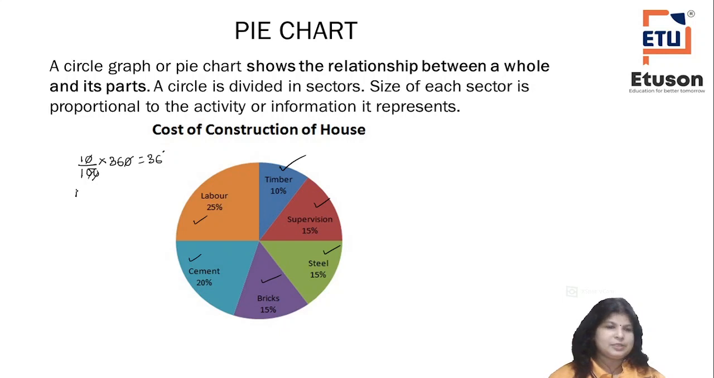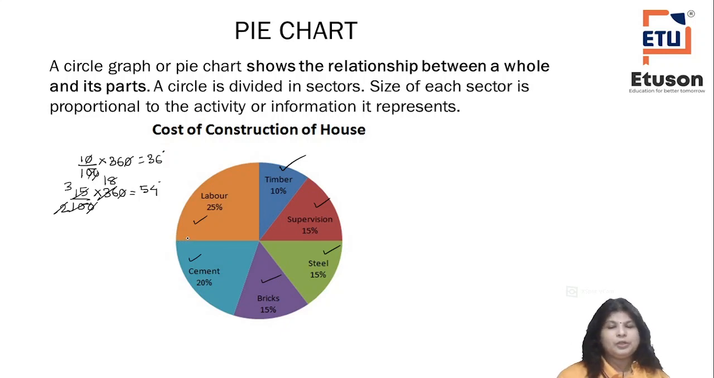Suppose it is 15%. So again for 15% you can find out like this. So 15 by 100 into 360. So here the zeros are getting cancelled. Here you get 3 and 2 and 18. 18 into 3, that is 54 degree. So from here if you plot 54 degree, you will get the sector for supervision. So likewise you can obtain the angle subtended at the center. Make sure the summation of all the angles is equal to 360 degree. So let us learn how to plot the pie chart then.